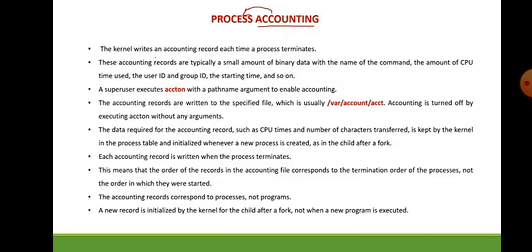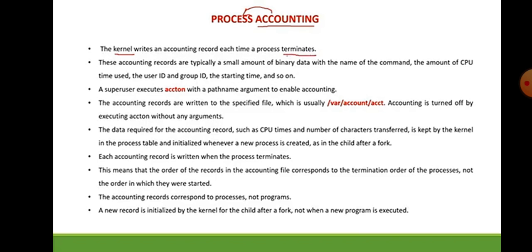See, and the first question is, which module performs this accounting or maintains accounting? So that is done by the kernel. The kernel writes an accounting record each time a process terminates. So this is what we have to remember.